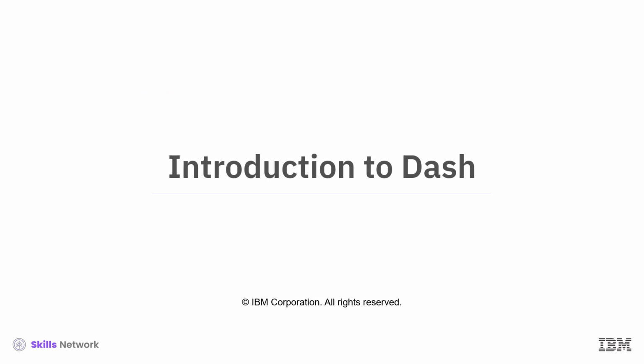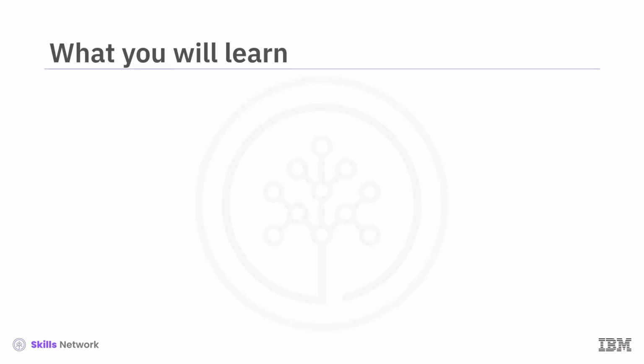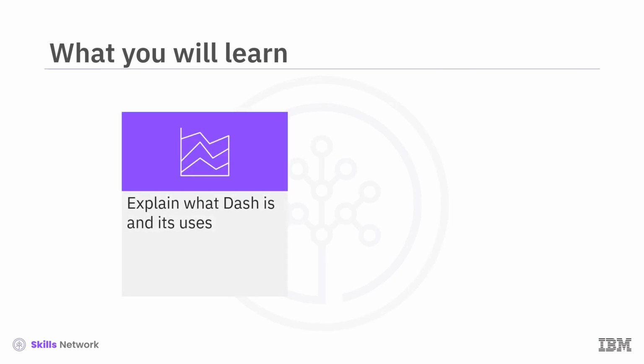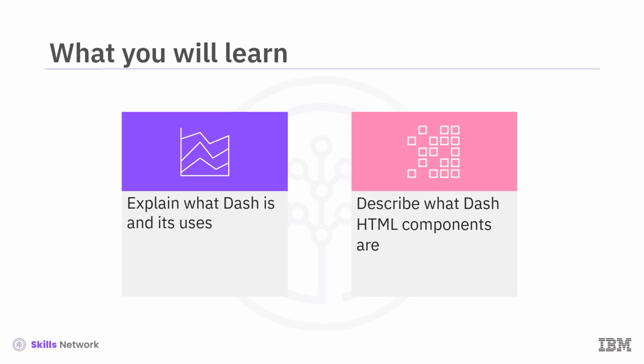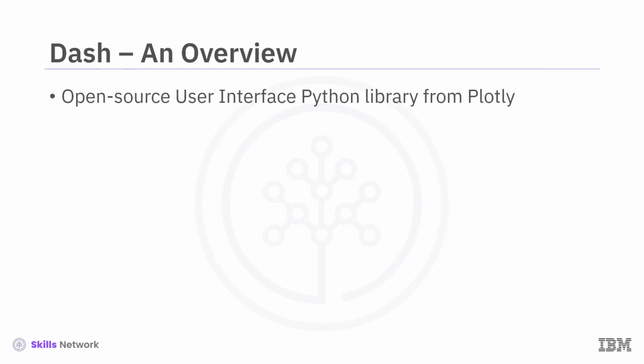Welcome to Introduction to Dash. After watching this video, you'll be able to explain what Dash is and its uses, and describe what Dash HTML components are. Dash is an open-source, user interface Python library for creating reactive, web-based applications. It's both enterprise-ready and a first-class member of Plotly's open-source tools. Dash applications are web servers running Flask and communicating JSON packets over HTTP requests. Dash's front end renders components using React.js.